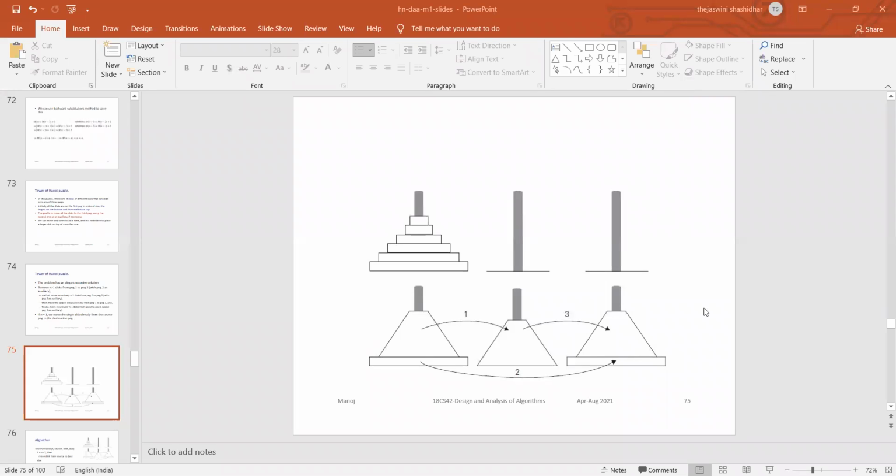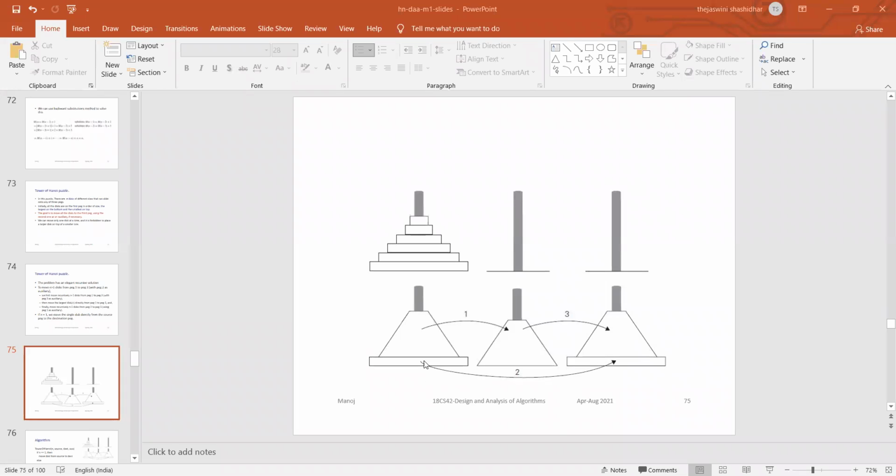Kindly answer here. So this is step 2. Step 1, you are moving all the disks except the last one. So the n disks are there. You move n minus 1 disk from peg 1 to peg 2.